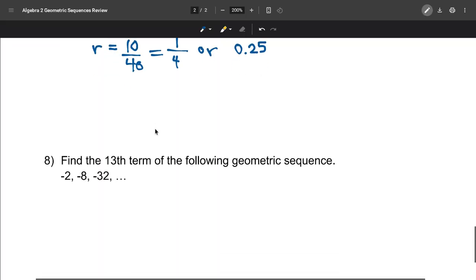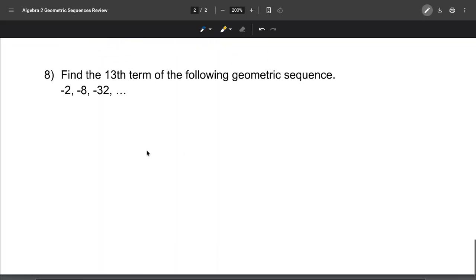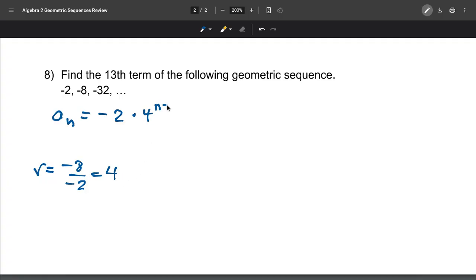All right, problem 8. Find the 13th term of the following geometric sequence. So first up, we want to come up with our explicit definition. It's going to be a sub n equals our first term, negative 2. We're going to multiply by the common ratio r. We do negative 8 divided by negative 2, we get 4 for a common ratio. So times 4 to the n minus 1 power for when n is greater than or equal to 1.